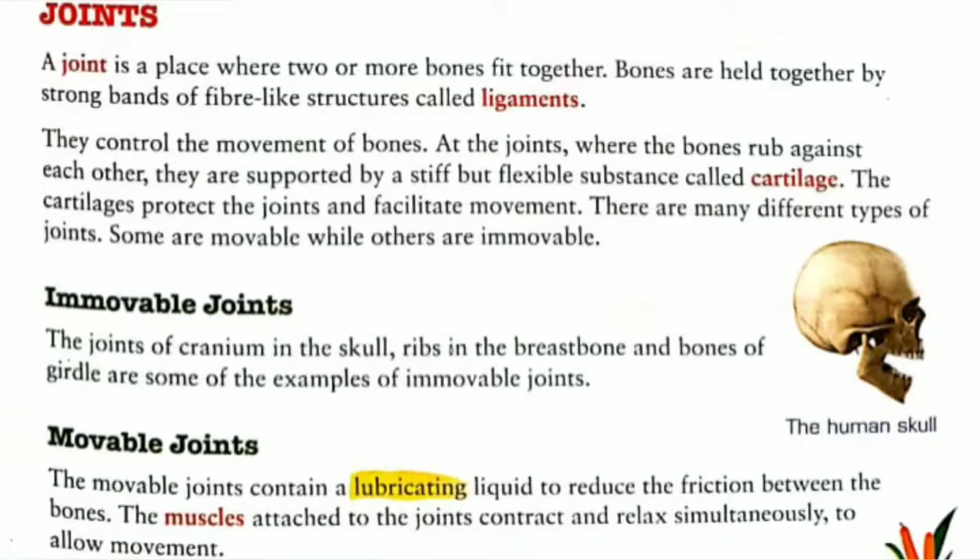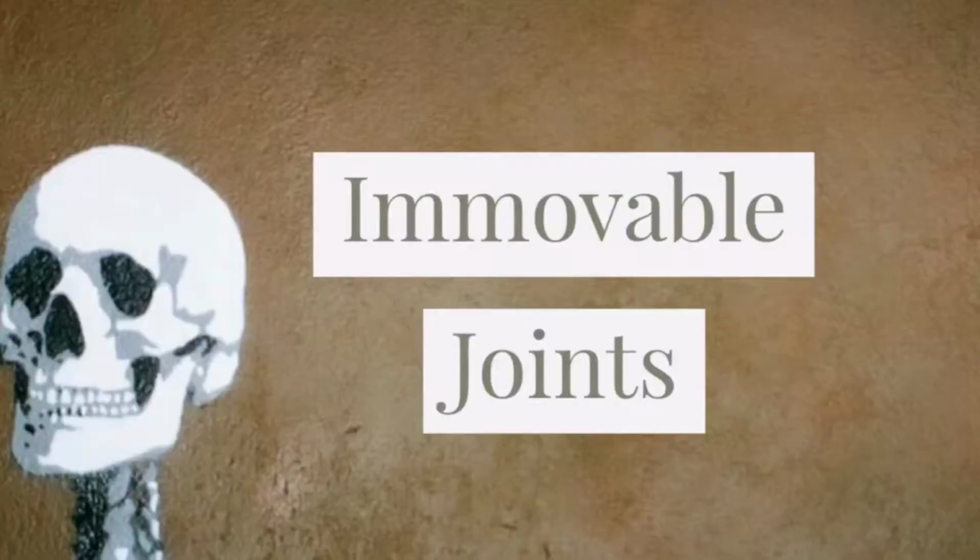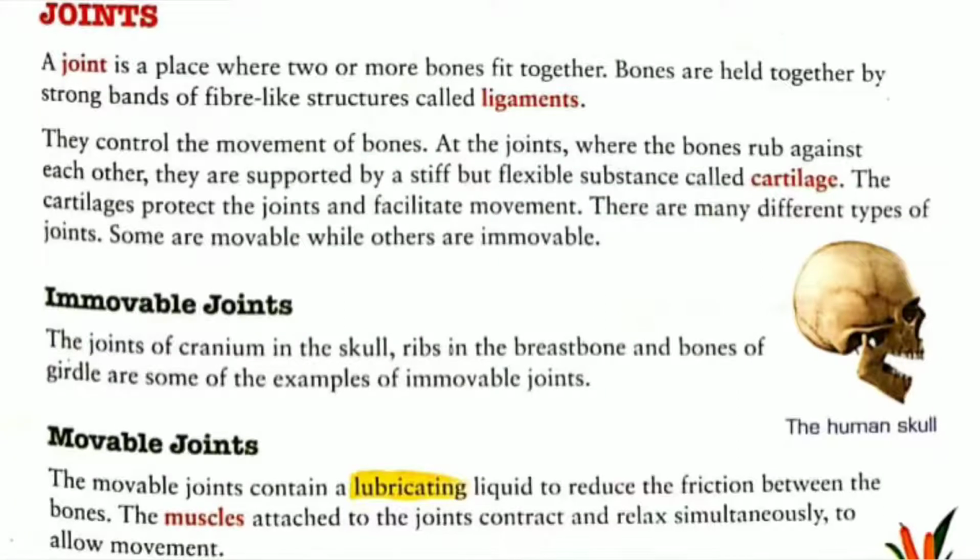There are many different types of joints. Some are movable and some are immovable. So, first we will discuss immovable joints. Immovable joints are present in the cranium, in the skull, ribs in the breastbone, and bones of the girdle. These are the places where immovable joints are present.